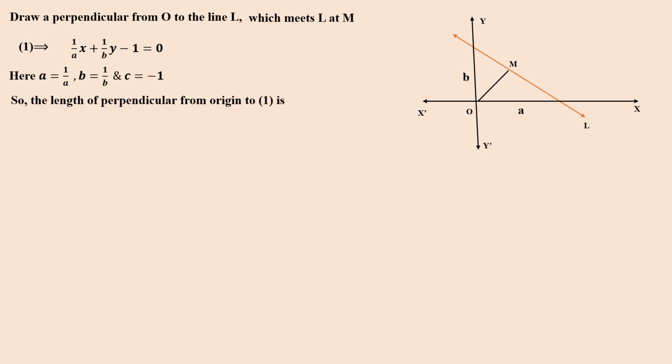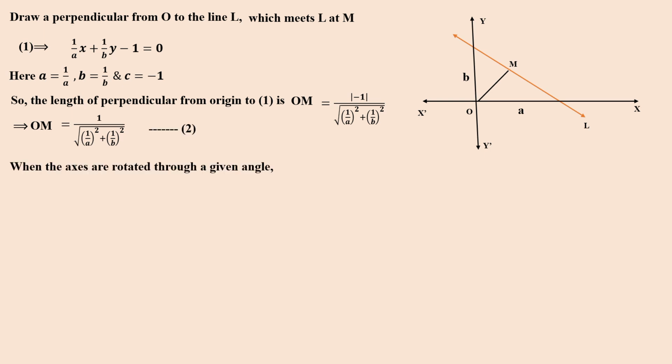So the length of the perpendicular from the origin to equation 1, that is OM, is the length of the perpendicular. So modulus of minus c by root of a square plus b square. So modulus of minus 1 by root of 1 by a square plus 1 by b square. OM is equal to 1 by root of 1 by a square plus 1 by b square. That is equation number 2.